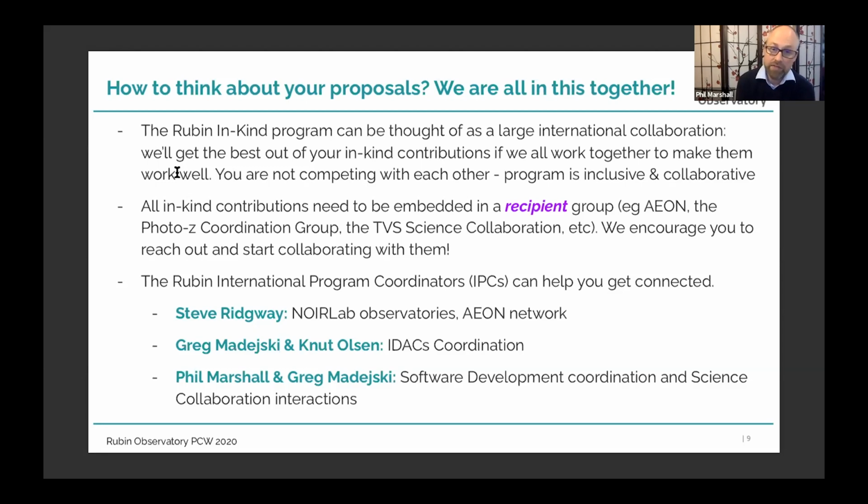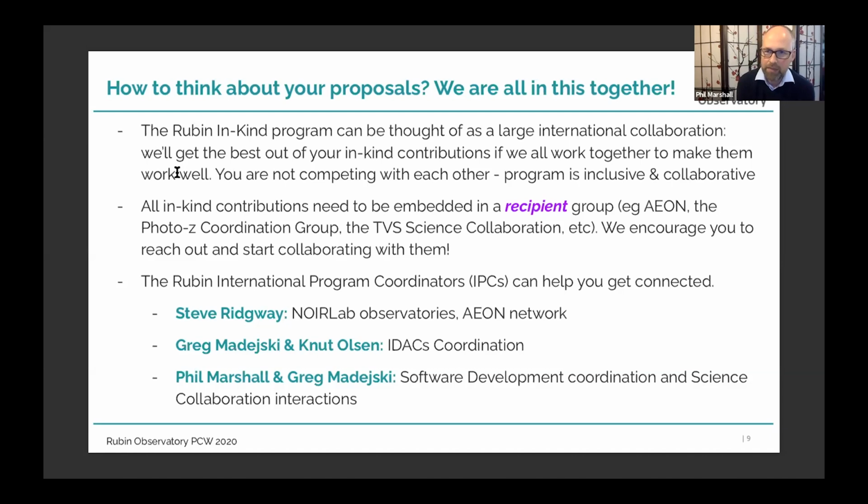There's a number of different groups that can receive in-kind contributions. The science collaborations are one of them. Another one is NOIR, which can accept telescope time and data sets. There's the EON network, which I'll mention again in a minute, a good place to embed a telescope time contribution. We're also setting up various coordination groups to bring subsets of you together to think about things like contributions to the photometric redshift software, for example. Some of you will hear more about those.